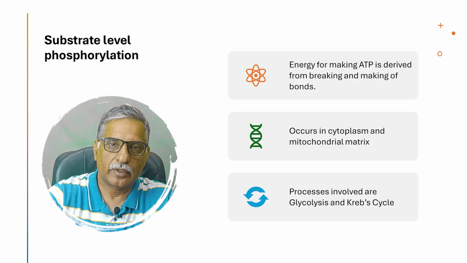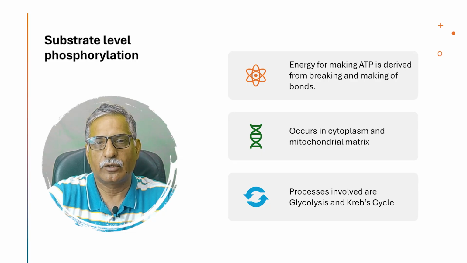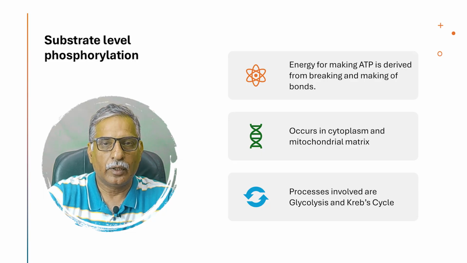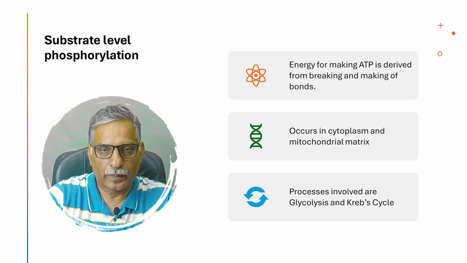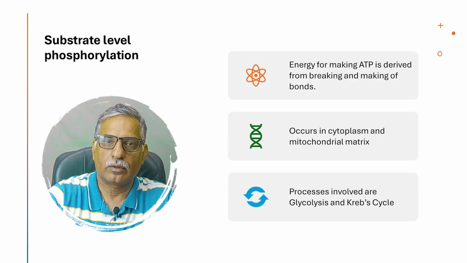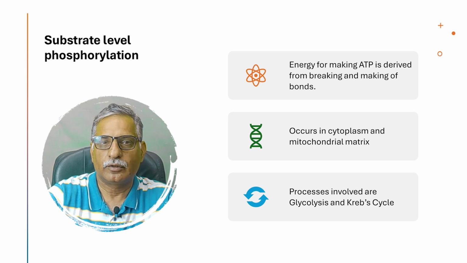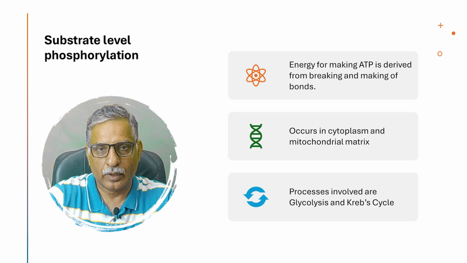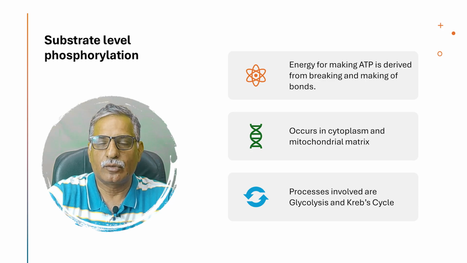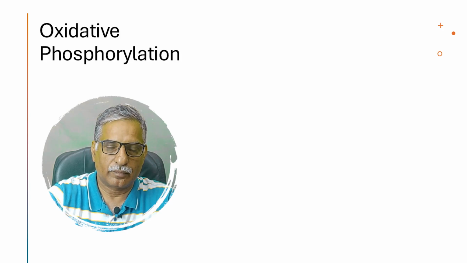And during respiratory metabolism, or you can say during the glycolytic pathway, this substrate level phosphorylation occurs in the process of glycolysis that takes place in the cytoplasm, and this process also occurs in the Krebs cycle that takes place in the matrix of mitochondria. Now, the second type is known as oxidative phosphorylation.